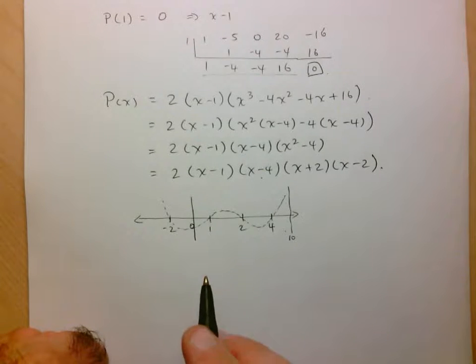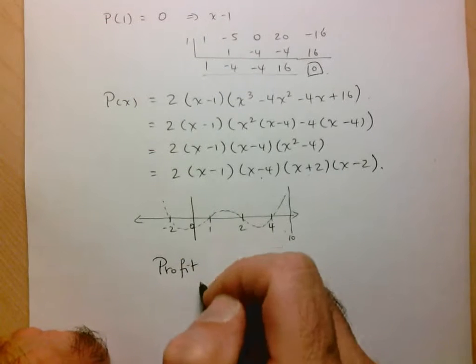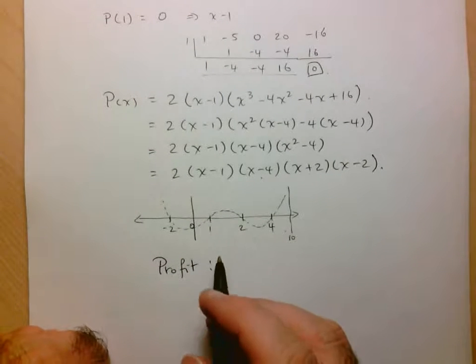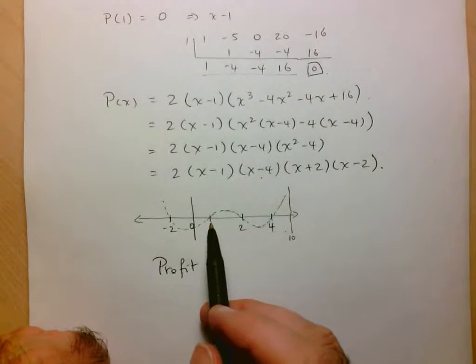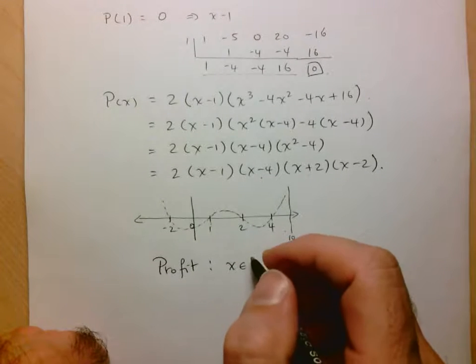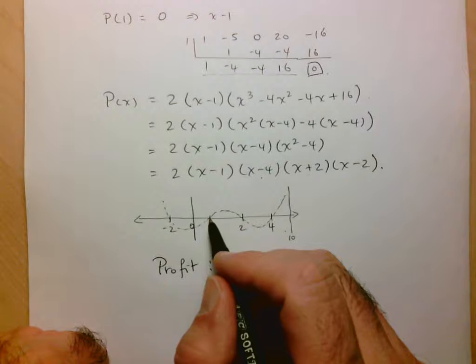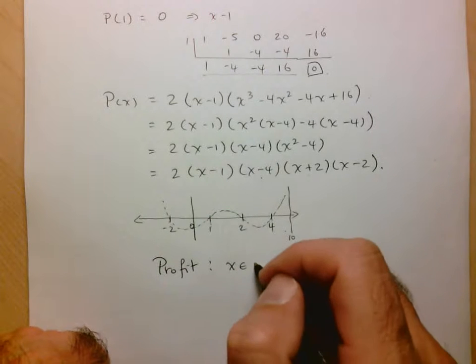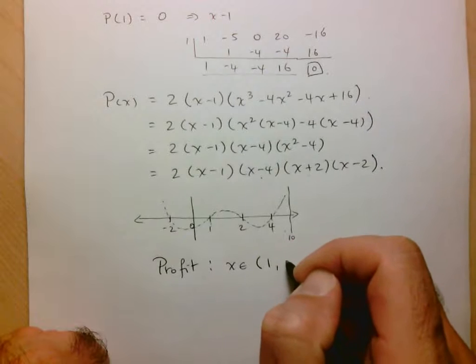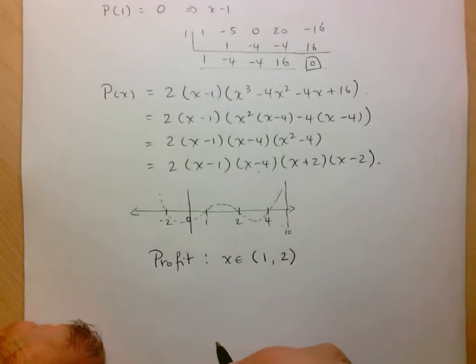Okay, so now we can give our answer. When are they operating at a profit? Well, it looks like they're operating at a profit between year 1 and year 2. Now in this case, at 1 exactly, it looks like they're breaking even, meaning the profit is 0. They haven't made money, they haven't lost money. Same thing at 2. So it doesn't make sense to include 1 and 2 here, because they're not actually making a profit. They're not losing money, but they're not making money.